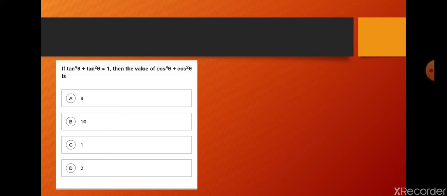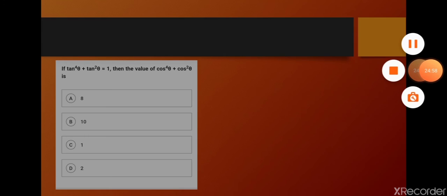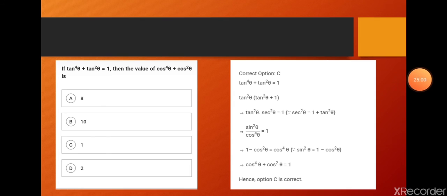If tan to the power 4 theta plus tan square theta equals 1, then the value of cos to the power 4 theta plus cos square theta is: option A 8, option B 10, option C 1, option D 2. The correct option is C.